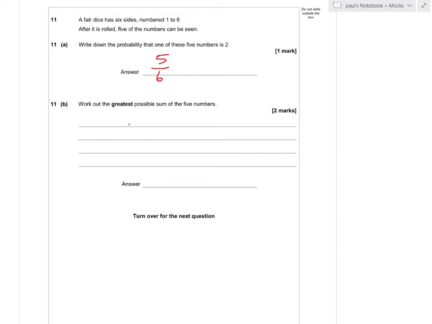That's complicated. Work out the greatest possible sum of the 5 numbers. So the greatest possible sum would be if you had a 1 at the bottom, I suppose. So you'd go 2 plus 3 plus 4 plus 5 plus 6. So that's 5, and 4 is 9, and 5 is 14, and 6 is 20.